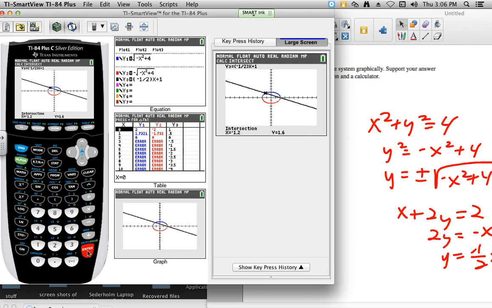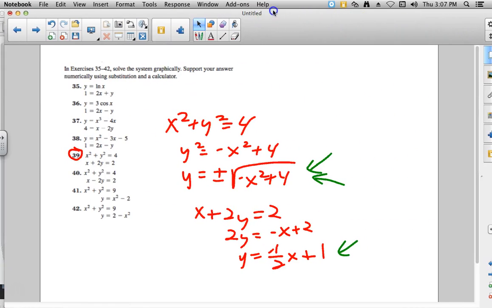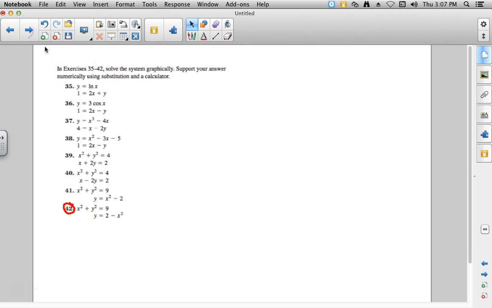And notice I had to hit the up arrow twice to get that to happen. And there it is, (-1.2, 1.6). So this one had two intersections. One was at the ordered pair (2, 0), and the other is at the ordered pair (-1.2, 1.6). And you had one more. Again, very, very similar.